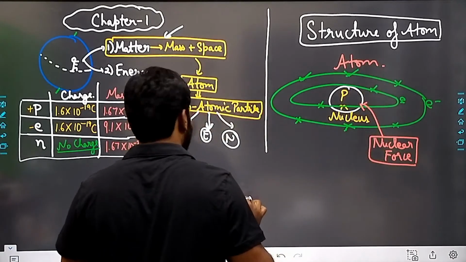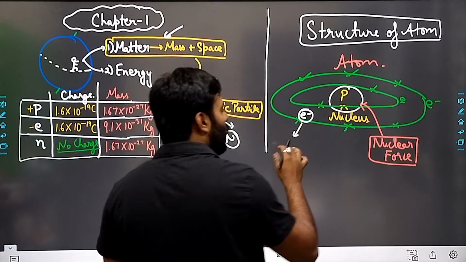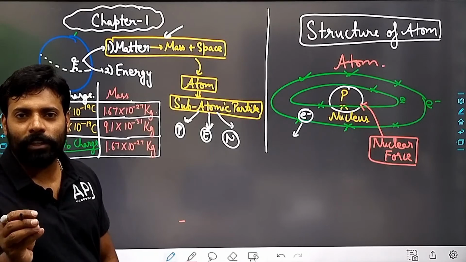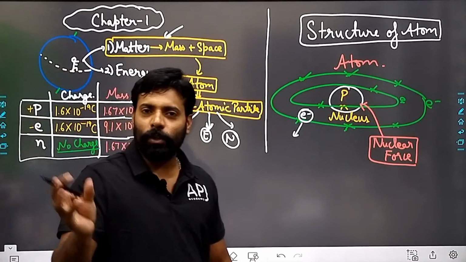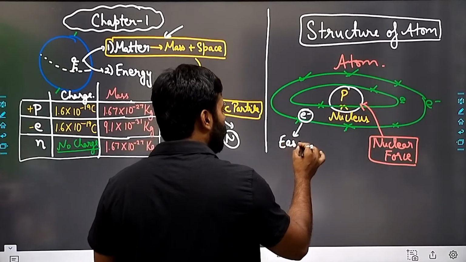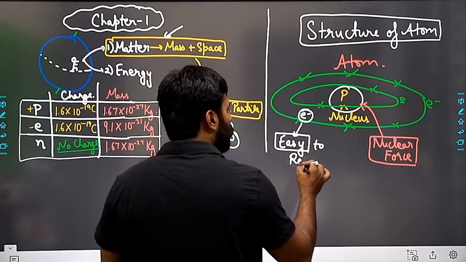And these electrons are very easy. मतलब इस इलेक्ट्रॉन्स को तो भाई ऐसे ही हिला दो आप, हल्का सा कुछ कहोगे चुन्नू मुन्नू चलो और ये चुन्नू मुन्नू चल देगा. So these are very easy to remove.